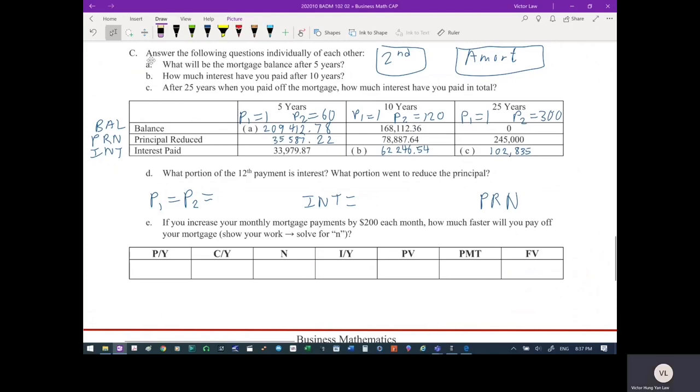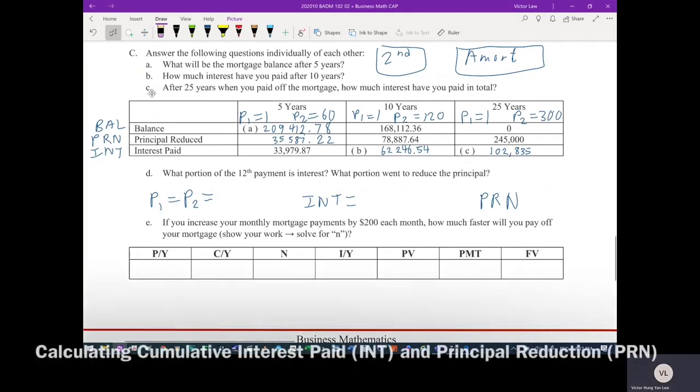So what we have covered in part A, B, and C is the cumulative interest and the cumulative principal reduction for the first 5 years, first 10 years, and first 25 years, right? So we've taken a look at the total interest that we paid in the first 5 years and the total principal reduction in the first 5 years. So this is cumulative from period 1 all the way to period 60. This is cumulative from period 1 all the way to year 10, so period 120, right? So we have looked at the cumulative interest paid and cumulative principal reduction.